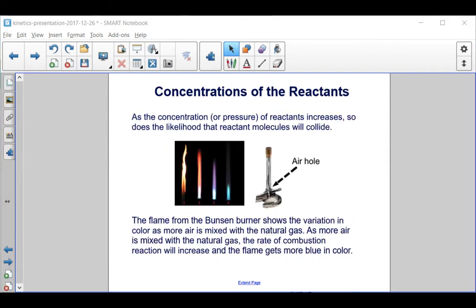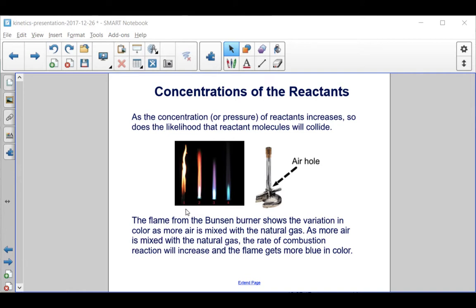The first thing that can affect the rate of a reaction is the concentration of the reactants. As the concentration, or in some cases the pressure of the reactants increases, so does the likelihood that the reactant molecules will collide. Here's an example of the flame of a Bunsen burner. So over here we see a very orange flame, okay?